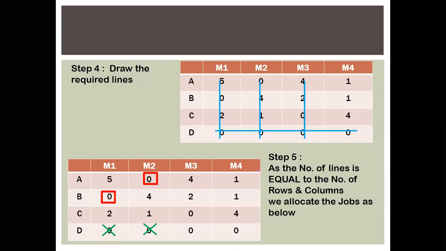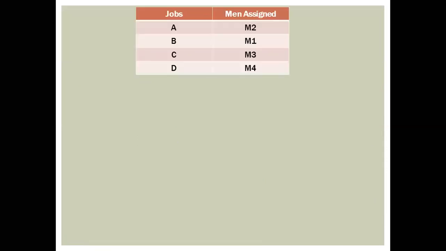Coming to the third row, again there's a zero. I'll put a box over there. And the zero in that particular column will be cancelled. And in D, you are left with only one zero, which will be put in a box. There's no zero to cancel in that particular column. So in this way, class, you got one particular job for one particular person. So what will be the conclusion? So job A will be assigned to man 2, B 1, C 3, and D 4.